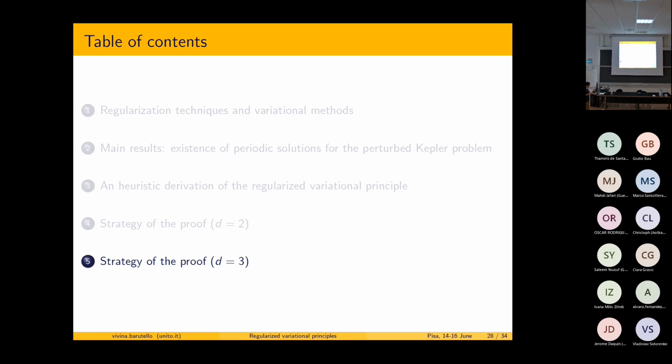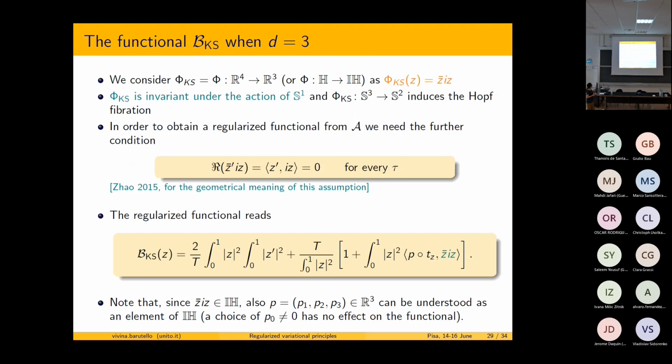The strategy of the proof in 3 dimensions is essentially the same. You just have to take into account that when you construct your Kustaanheimo-Stiefel map, the map phi from the quaternions to the purely imaginary quaternions, this map actually sends S3 to S2 and has fibers that are S1. It's a Hopf fibration.